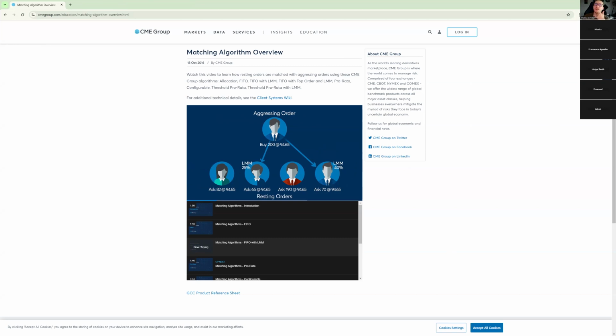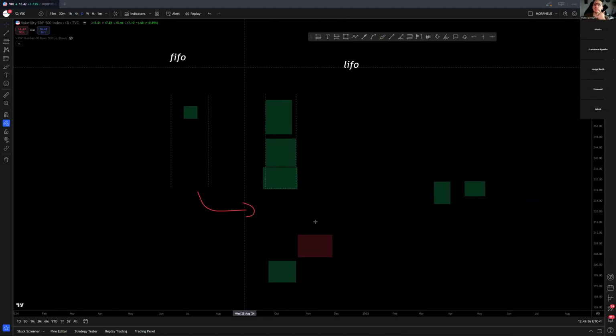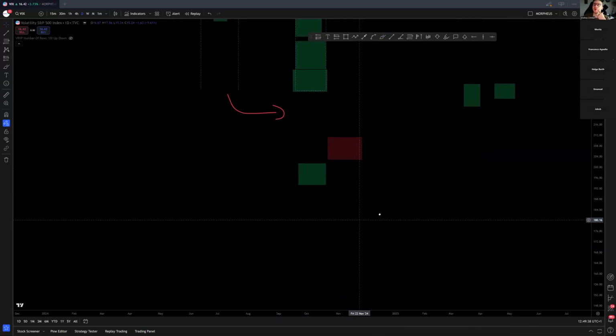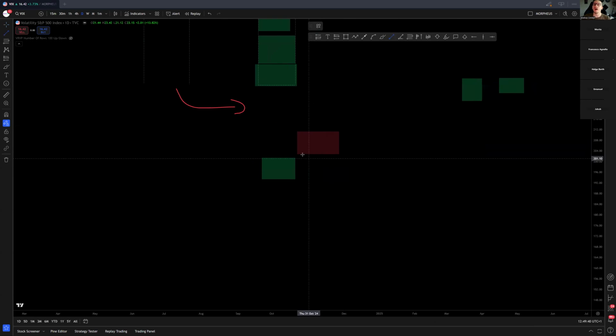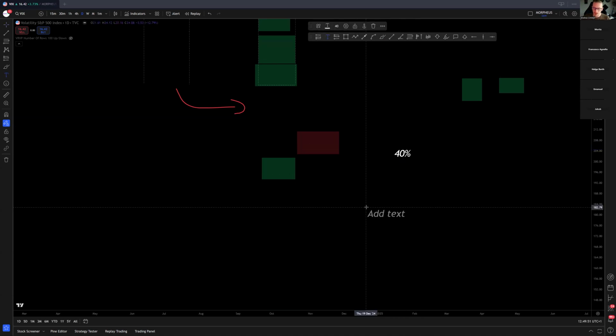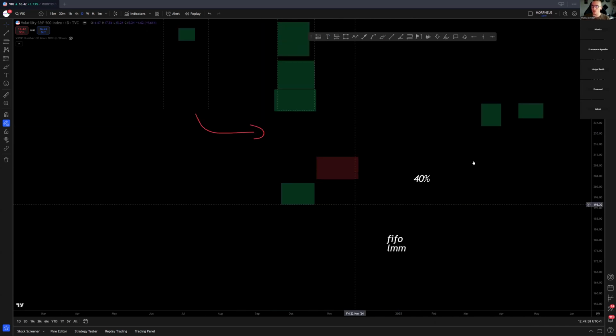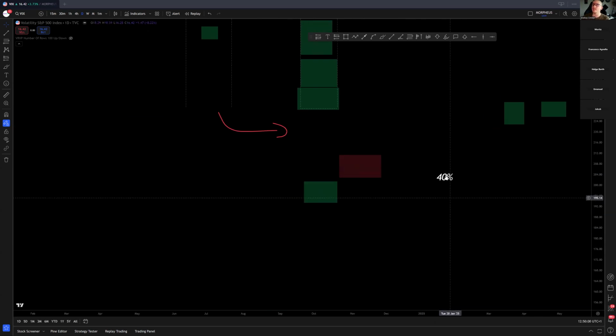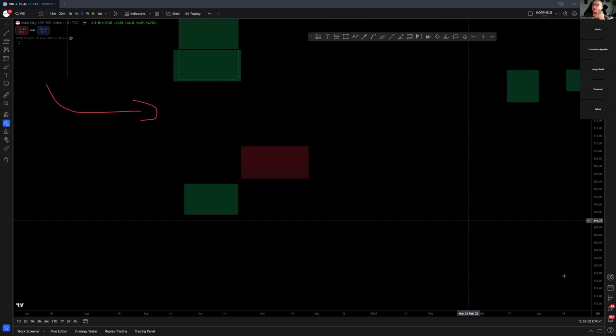So in some markets listed on the CME, there are some market participants who, by right, get 40% of incoming aggressive volume, for example, 40%. So part of the book is first in, first out. Part of it is reserved for a lead market maker, which gets most of the contracts. But let's simplify and just say it's a FIFO model.